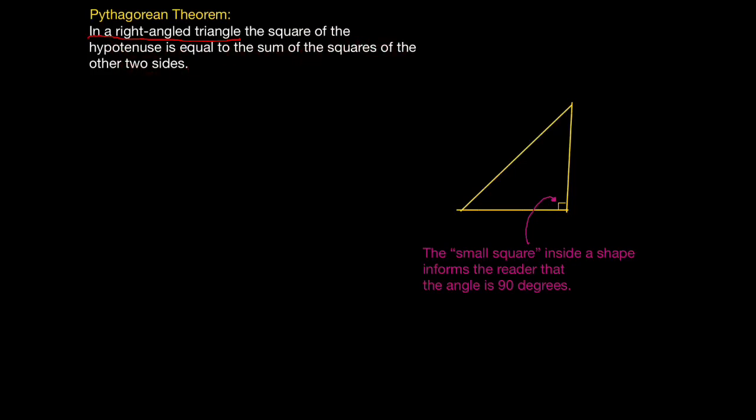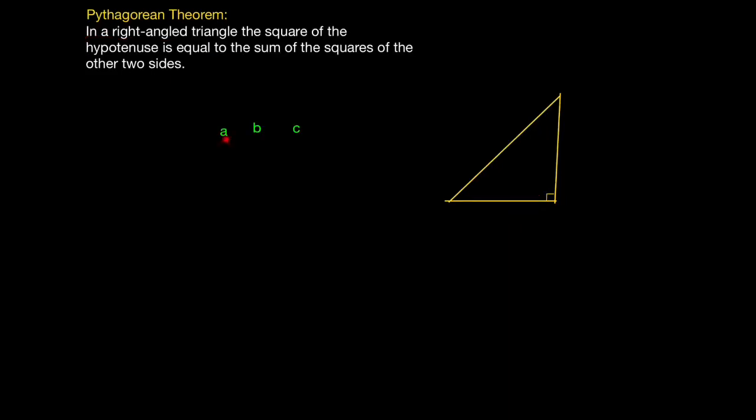The second part reads, the square of the hypotenuse is equal to the sum of the squares of the other two sides. In order for me to explain this, I'm going to introduce three variables, A, B, and C. Now, a triangle has three sides, and the side that is opposite of your 90-degree angle is always going to be called the hypotenuse. And I'm going to denote it by the variable C. So the hypotenuse is called C.